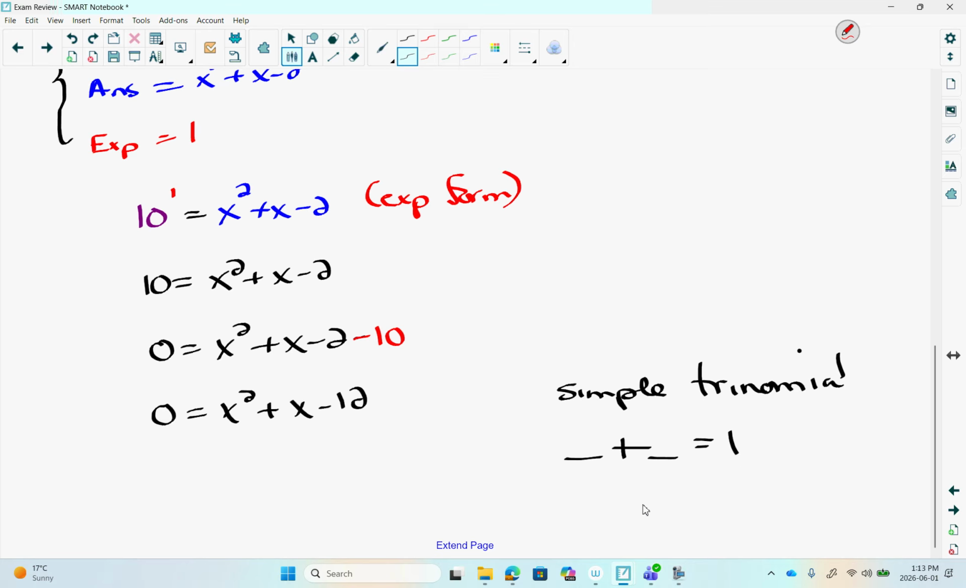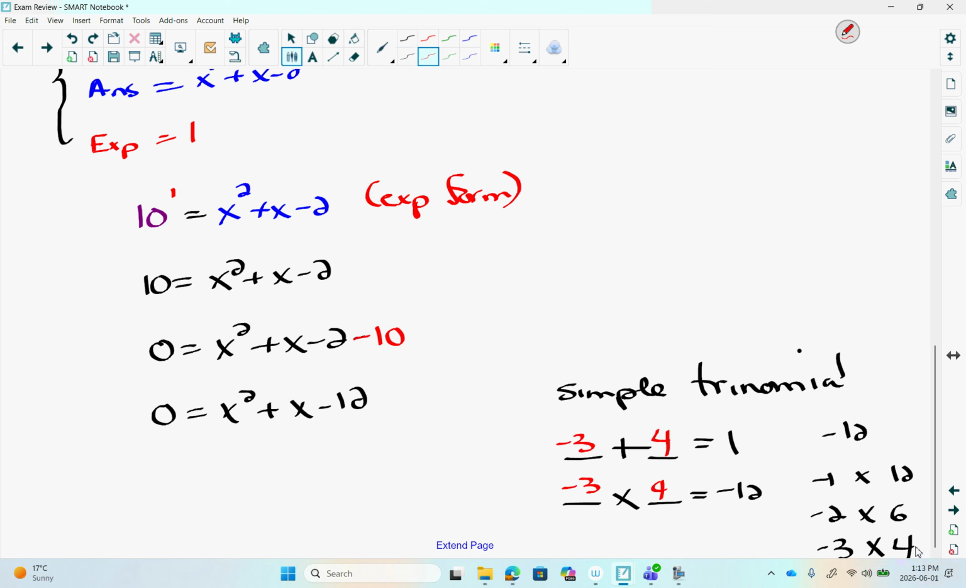What two numbers add to give 1 and multiply to give -12? Well, think about what multiplies to give -12. It's a 1 times a 12. And the larger factor has to be a positive because you're adding to get a positive. Or a -2 times a 6, or -3 times a 4. What is it? -3 and 4. -3 and +4. These two numbers satisfy both of these.